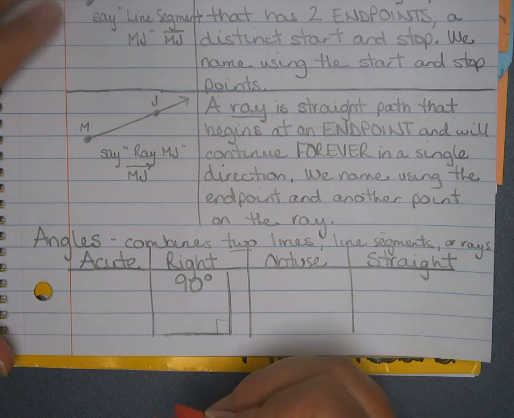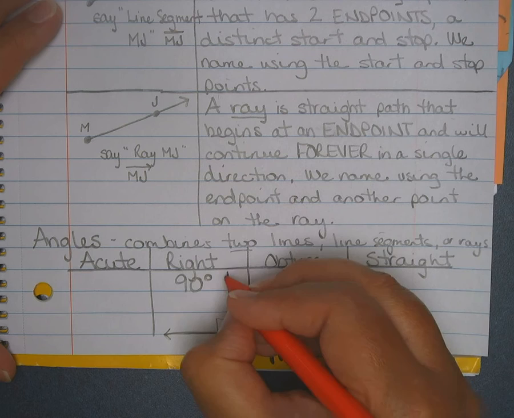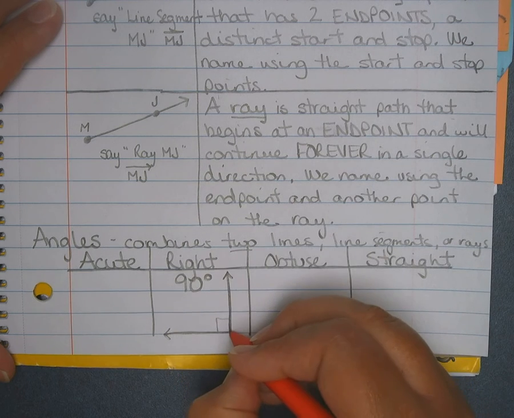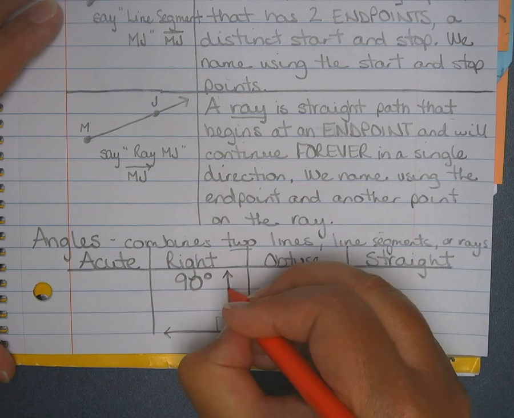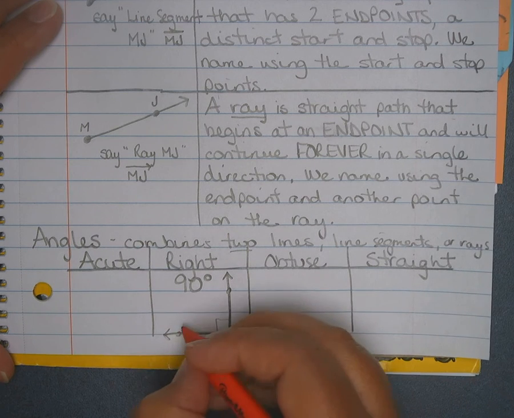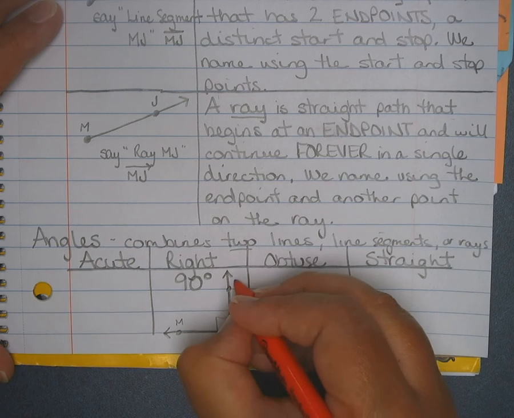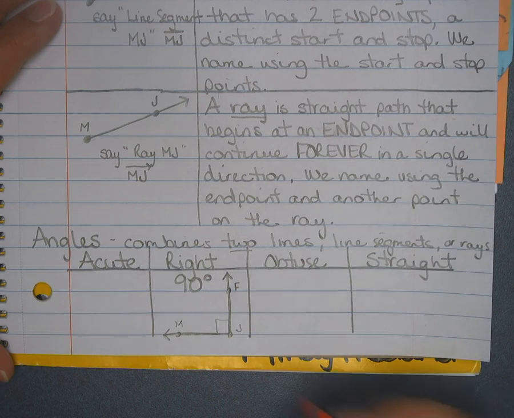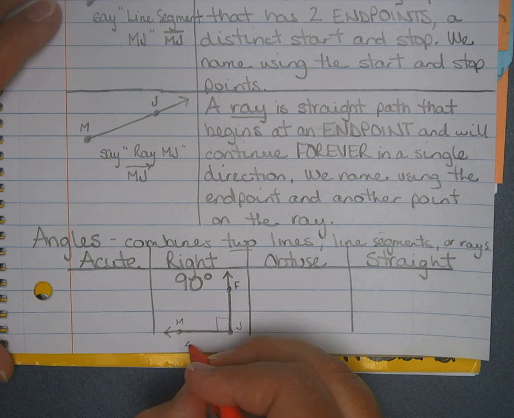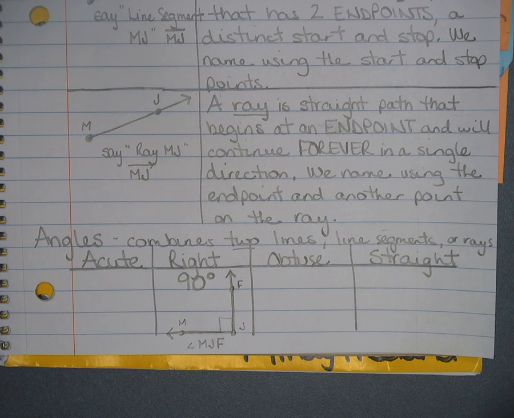Using what we talked about up at the top, I'm going to make these 2 rays and put some points on it. And let's use my initials just because I know them, MJF. So we would say that this was angle MJF, and it equals 90 degrees.